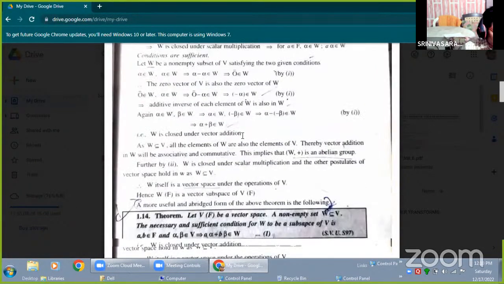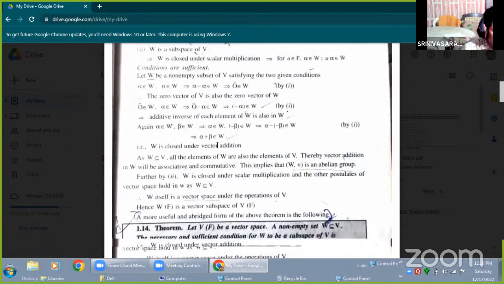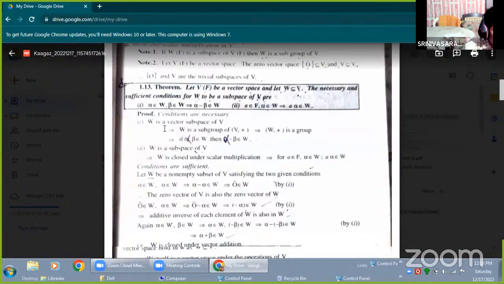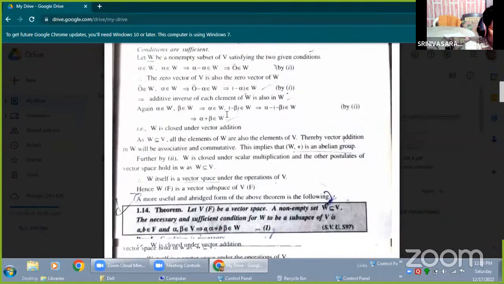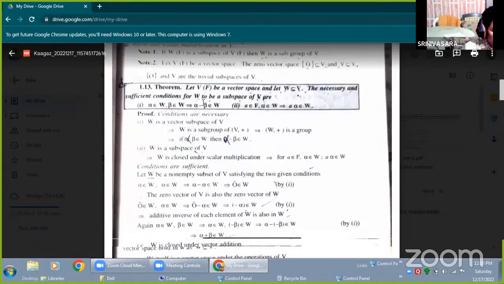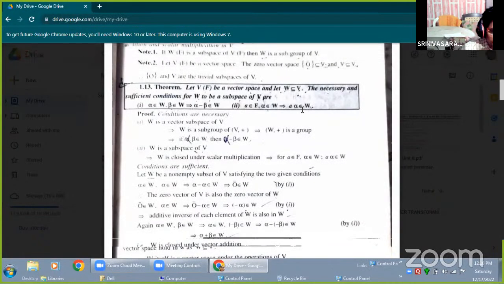This theorem was also well explained in the last class. First of all, we have to take W as a vector subspace of V. Once again, I have to repeat that the subspace necessary and sufficient conditions are very important in the final examination. According to the two conditions, we must derive the subspace theorem. That is, alpha minus beta belongs to W and A alpha belongs to W. Now those conditions are applied in the proof.